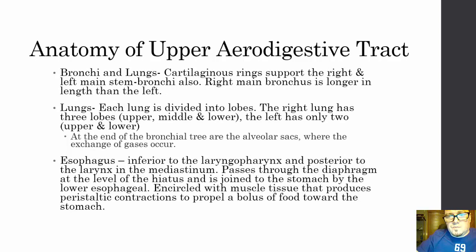There are cartilaginous rings that support the right and left main stem of the bronchi. The right main bronchus is just slightly longer than the left.